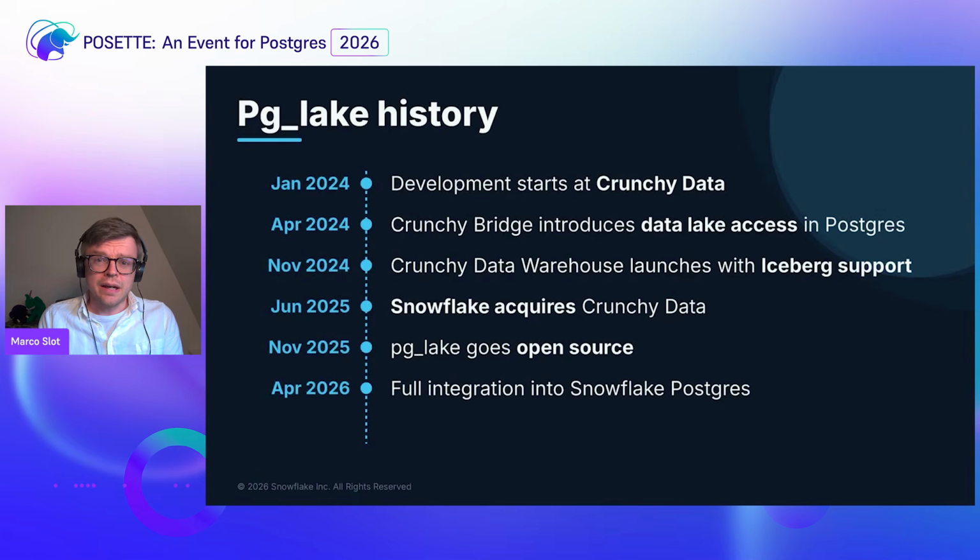So PG Lake, we announced it in November as an Apache licensed open source project, but it has a bit of a longer history. We started in early 2024, and in that year we developed it at Crunchy Data, and we added it to Crunchy Data products. In November we added the initial Iceberg in Postgres product, but then in June last year, we were acquired by Snowflake. And so within Snowflake, PG Lake took on a new meaning where, well, A, it became an open source project, and B, it became a very core part of the Snowflake Postgres service.